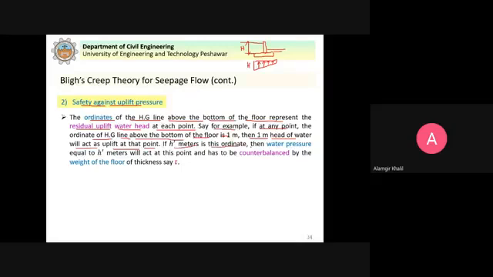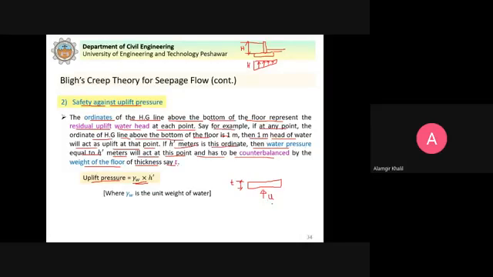If H dash meter is this ordinate, then water pressure equal to H dash meters will act at this point and has to be counterbalanced by the weight of the floor of thickness, say T. So the uplift pressure P is equal to gamma W into H dash. Let me draw the figure so you can understand how this H dash comes. We have this floor here, and this floor has a certain thickness, which is T. And below this floor the uplift pressure is acting up.